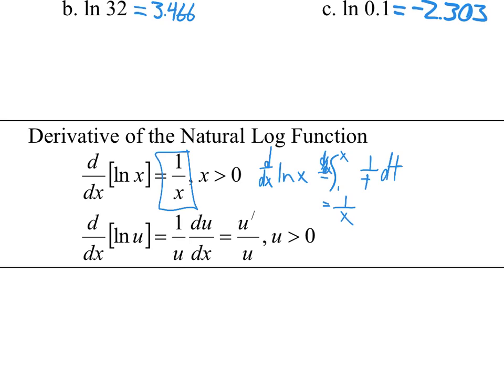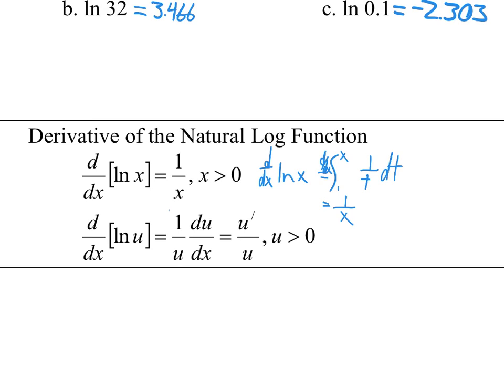Notice, though, we also do need to incorporate the domain. This is coming from a natural log. The domain of ln of x is x has to be greater than 0. All right, so don't forget about that. Even though you could plug in negative values into this, our original function that we were working with had this domain, so we've got to stick with that.